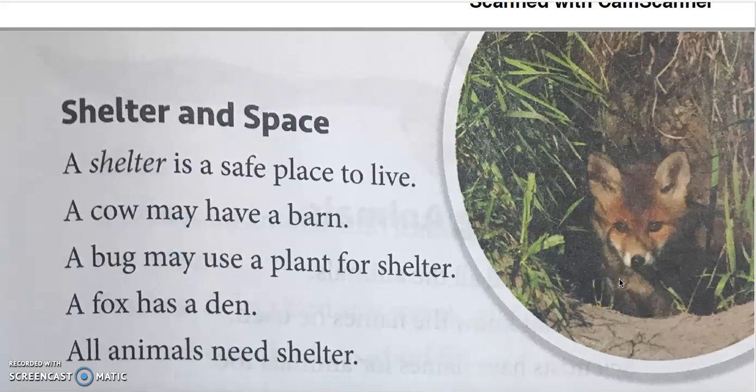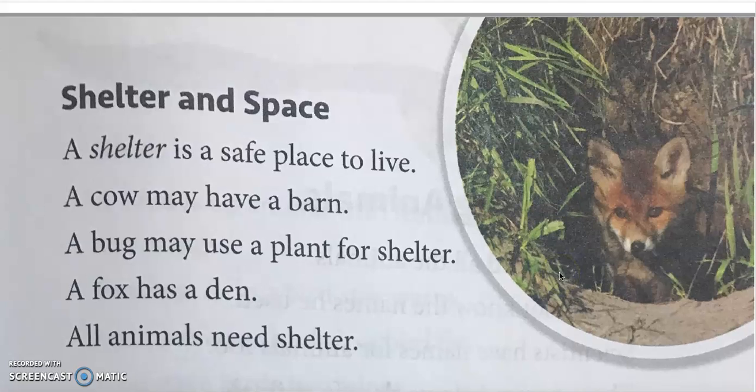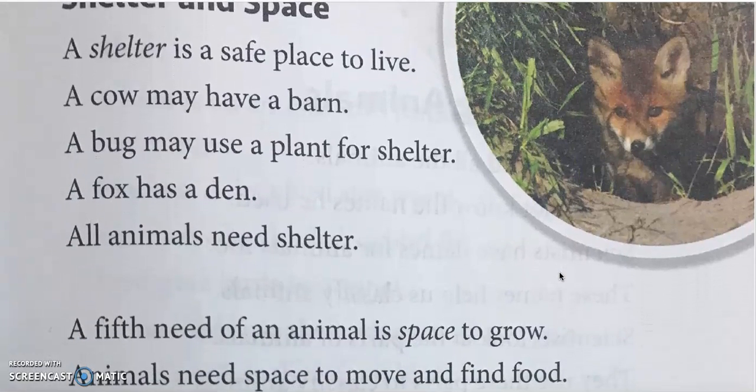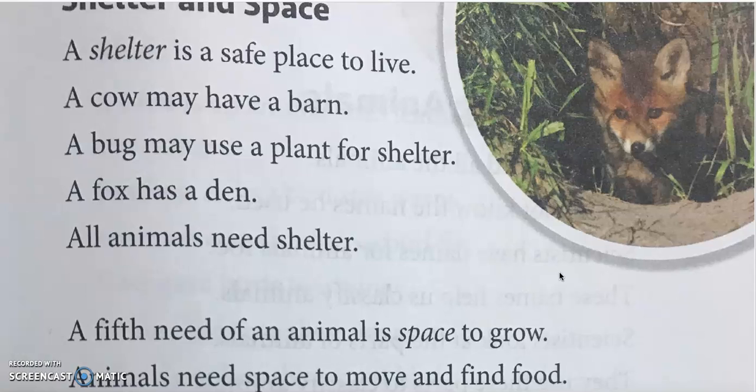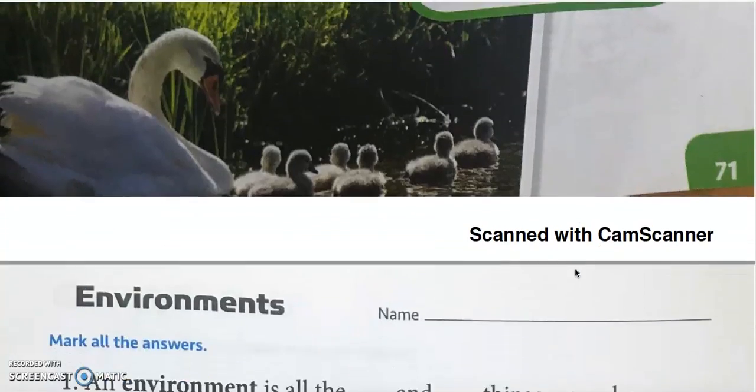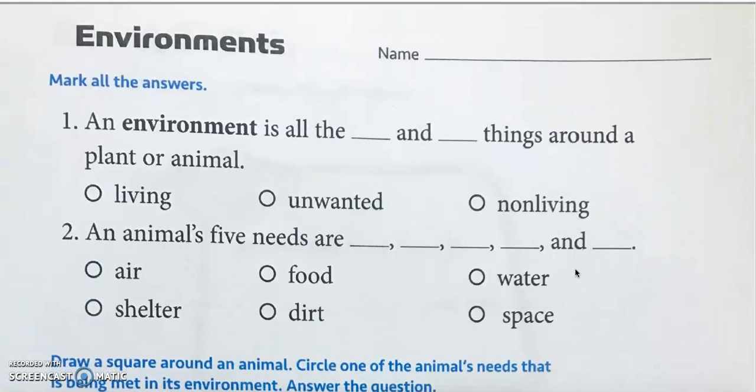Okay. So again, what are the 5 needs that the animals have to have? Water, air, food, shelter, and space. What is a shelter? A safe place to live. Alrighty. Moving on to the work text. Okay. Let's take a look at this together.